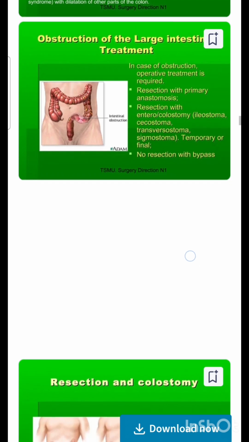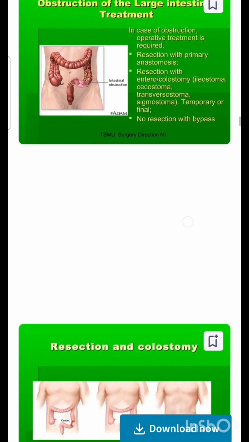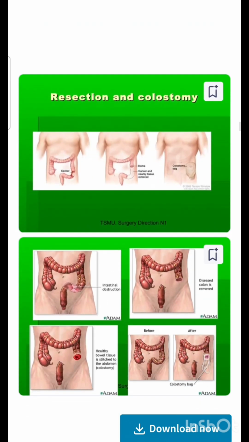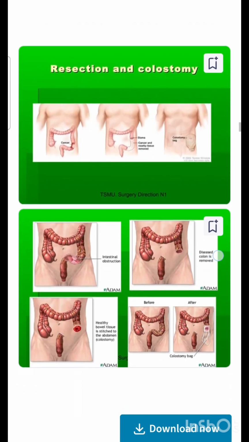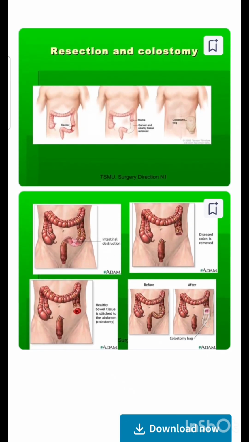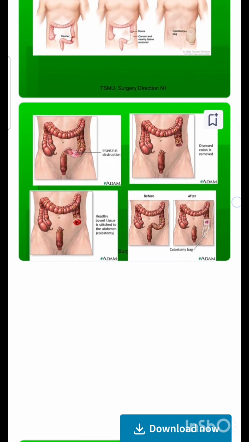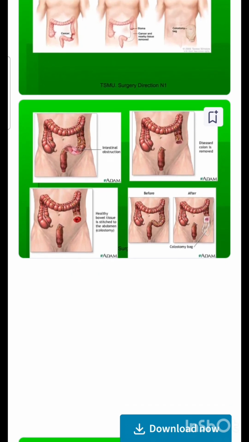Resection with primary anastomosis, resection with colostomy, temporary or final, and no resection with bypass. Okay. So first you have resection and colostomy. You resect it and a colostomy bag is made. The bowel with the obstruction can be resected, and the end of the bowel is stitched to the abdominal wall as a colostomy, and the bag is placed.